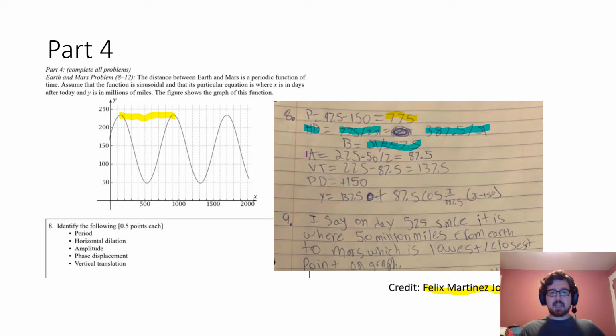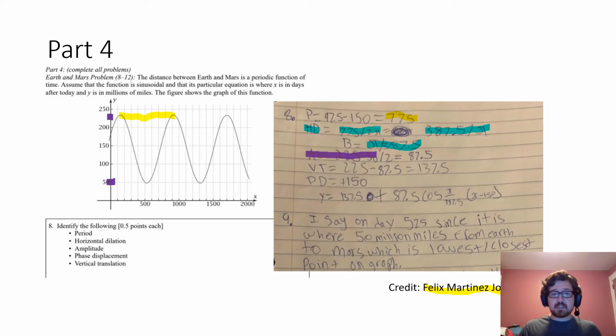So Felix then saw the amplitude. He took the max minus the min. So it was the 225 minus the 50 divided by 2. That's where this 87.5 came in. If you said something like 90, I gave you credit. Felix, you were just very exact, so good on you.